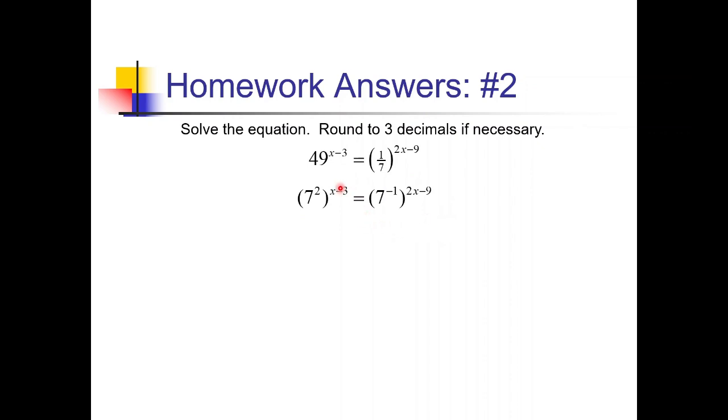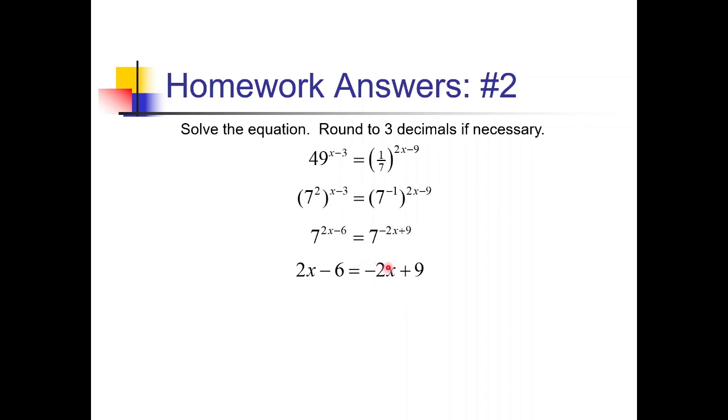At this point now I'm going to simplify the exponents so that I can have just 7 to one group of things. So we have to multiply the exponents to simplify these. So this is going to be 7 to the 2x minus 6. We're going to have to distribute that exponent. And distributing this negative 1 over here, we have 7 to the negative 2x plus 9. Now I can cancel out those common bases of 7, and this just leaves me with 2x minus 6 equals negative 2x plus 9. And at this point it's just a regular linear equation that I can solve.